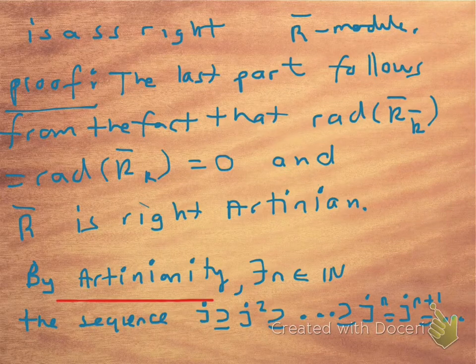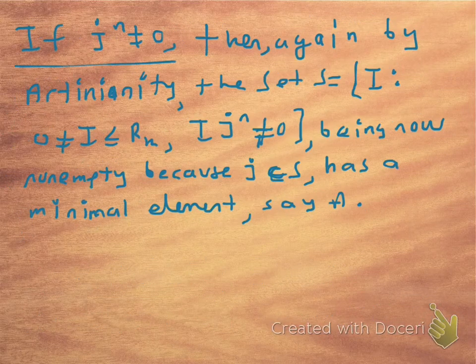Now we claim that the place where it stopped, namely the nth power, is simply equal to 0. J^n is equal to 0. Let's prove that. If it is not equal to 0, once again, if J^n is non-zero, then by Artinianity, the set S, which we define to be the set of all right ideals whose product with J^n is non-zero, is non-empty because J is an element of S. This set has a minimal element because of Artinianity. Let's call it A.